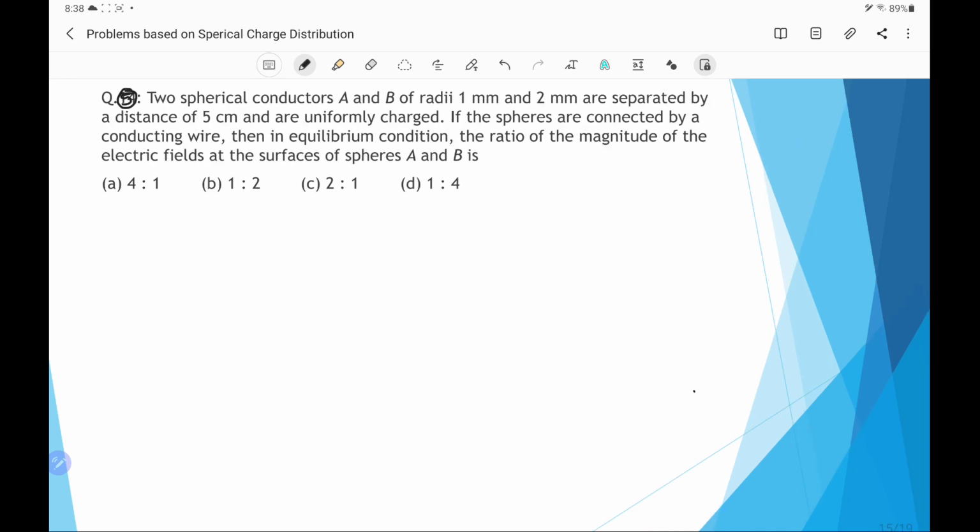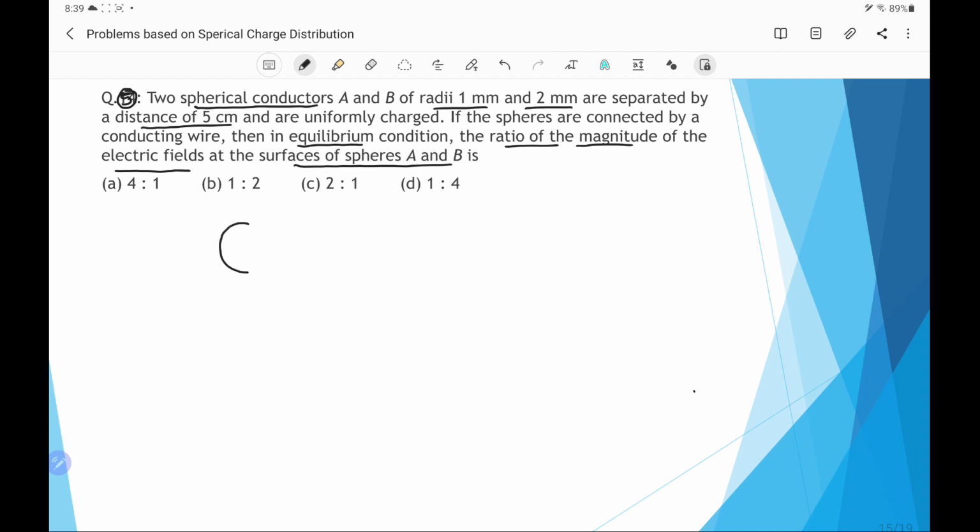Next question is, two spherical conductors A and B of radius 1 millimeter and 2 millimeter are separated by a distance of 5 centimeter and are uniformly charged. If the spheres are connected by a conducting wire in equilibrium condition, the ratio of the magnitude of electric field at the surfaces of A and B is.